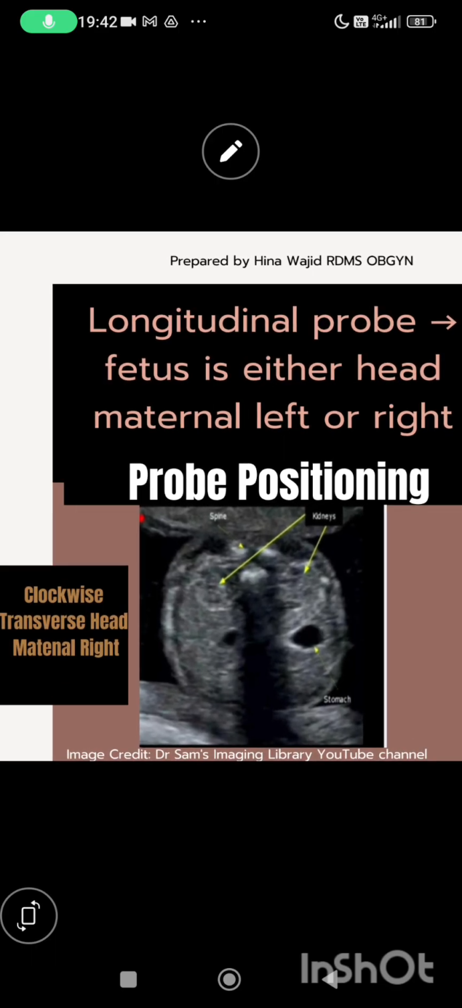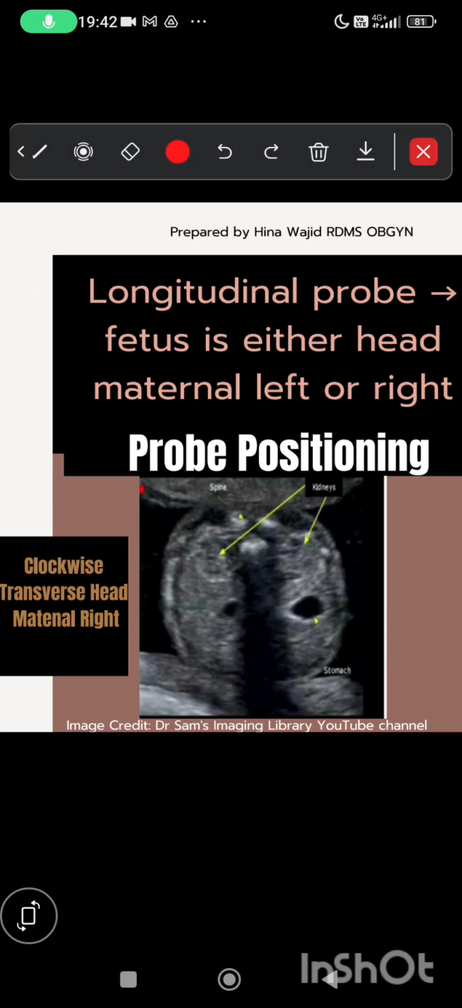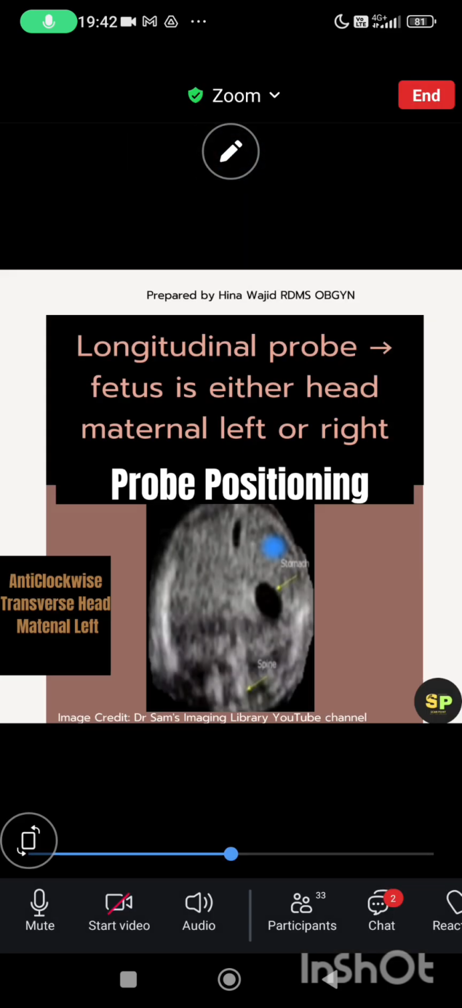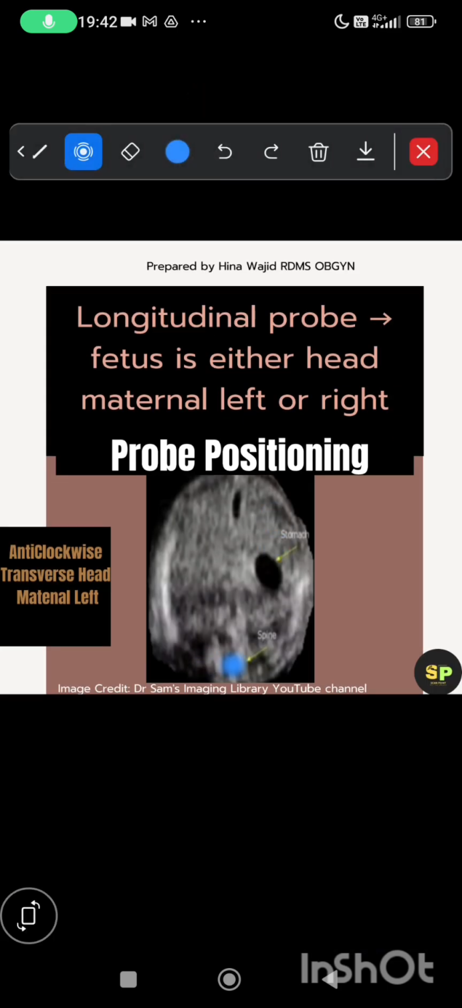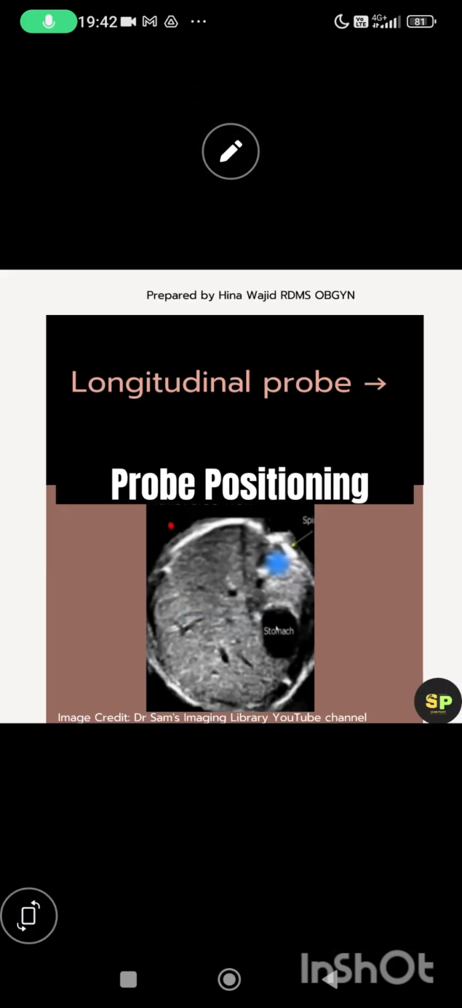So with a longitudinal probe, the fetus is either head maternal left or right. Here we can see a clockwise relationship means head toward maternal right. And here we can see an anti-clockwise relationship, so it means transverse, head toward maternal left. Okay.